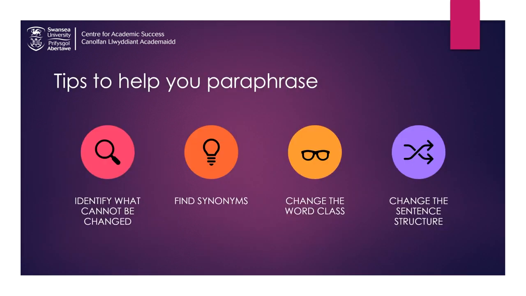Here are some tips to help you paraphrase a text. First, identify the words which can't be changed. Then, find synonyms, change the word class, and change the sentence structure. I'll note here that you should take all of these steps when paraphrasing, not just one.